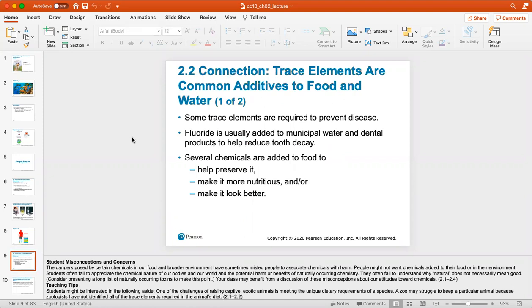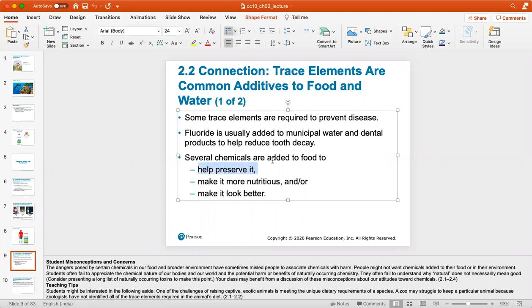Some trace elements are required to prevent disease, and trace elements can be common additives to food and water. Fluoride is usually added to municipal city water and dental products to help reduce tooth decay. There's a lot of talk now that fluoride might not be as good for you as they think, but that's another topic.